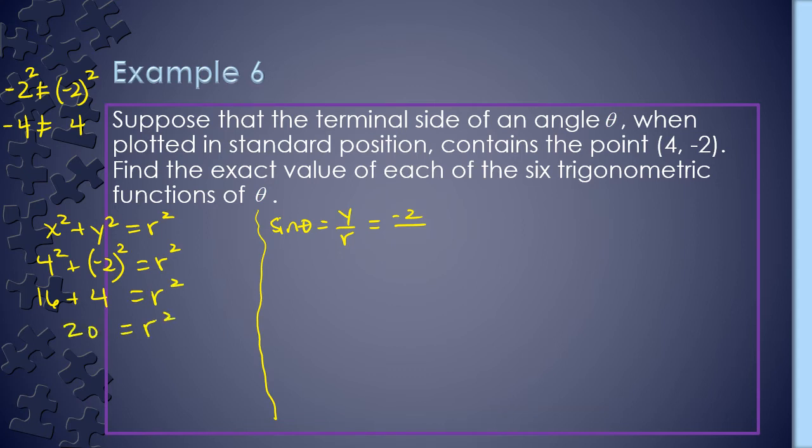equals r squared. To find r, I'm going to take the square root. Normally I would have plus or minus, but because we're dealing with a radius, that radius is going to be a positive value. The square root of 20 is a nice answer, but I notice that there is a perfect square inside of that 20, 4 times 5. If I take the square root of 4, that leaves me with 2, and on the inside I'm left with 5. All right, so that is my radius.